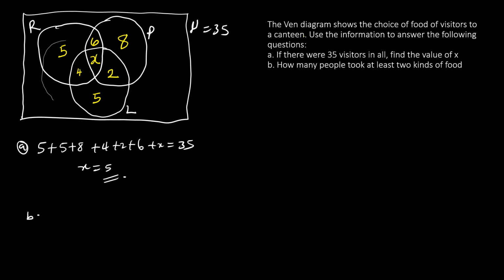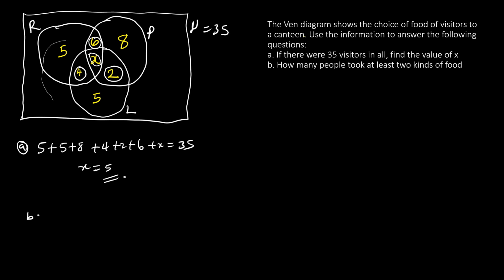And the second one, which is the last question, how many people took at least two kinds of food? Here we have two people took rice and a food L and P. Four people took rice and another food. And six people took P and R. And we have X that took all the three.